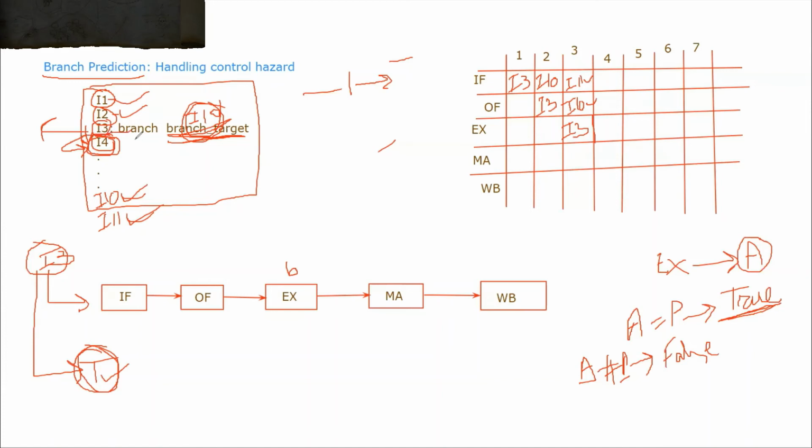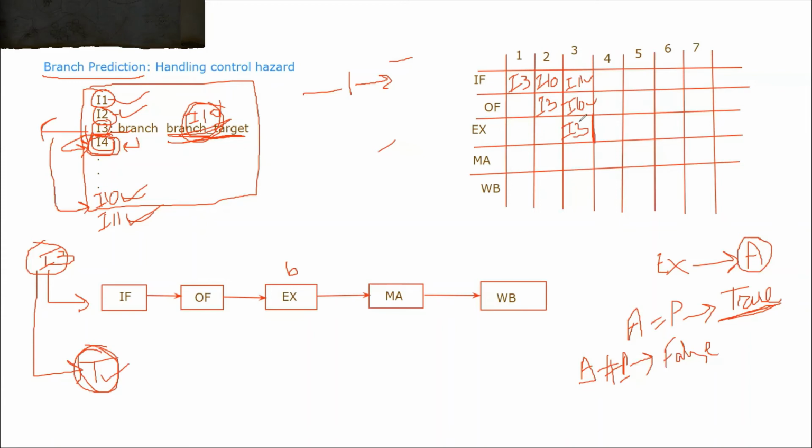So what should be the next instruction in actual for the correct execution? The next instruction should have been I4. However, what is the next instruction in our pipeline? The next instruction is I10. Okay, so that means when this instruction has ended in the execute stage, which instruction?